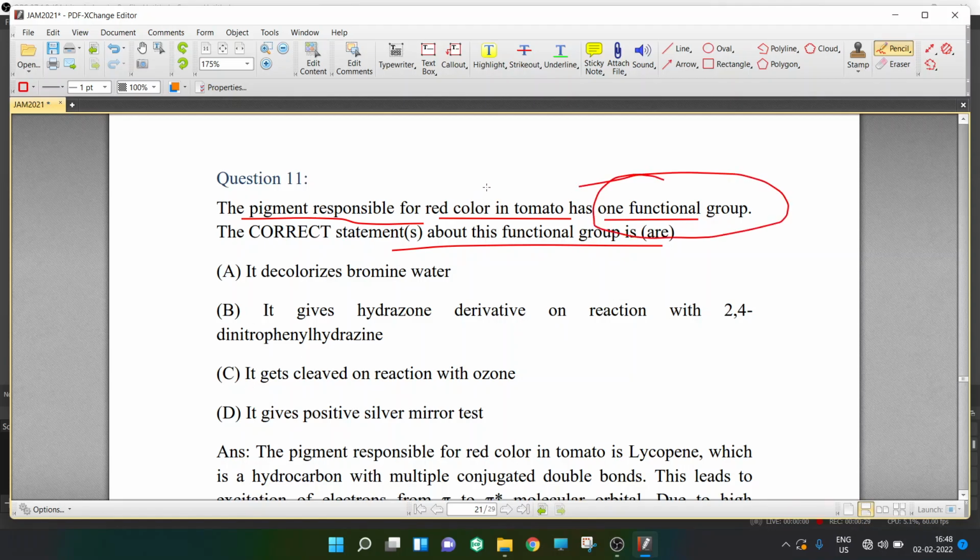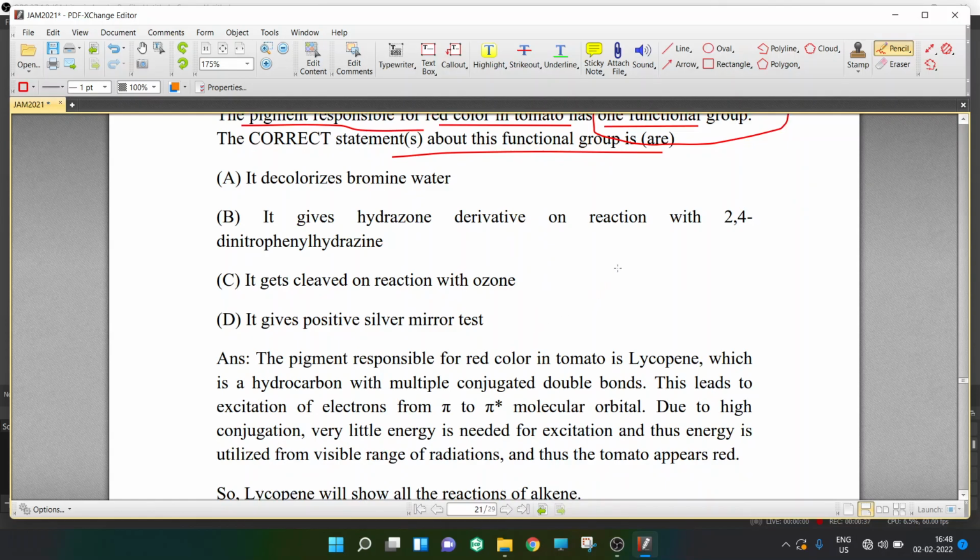If something is having red color, that means it should have multiple conjugation. Now generally conjugation comes because of double bonds, and probably because at the end they also have some kind of carbonyl group. But it very clearly says it has only one functional group.